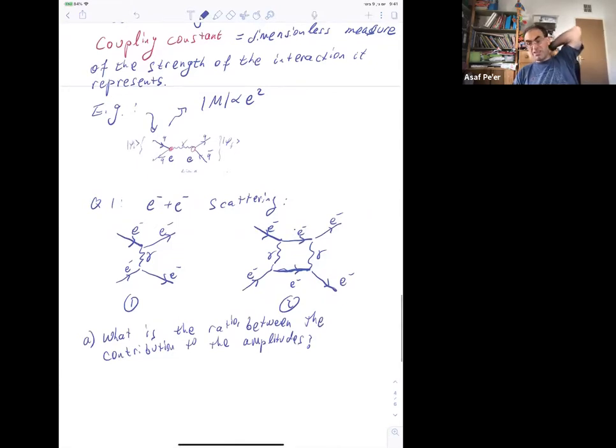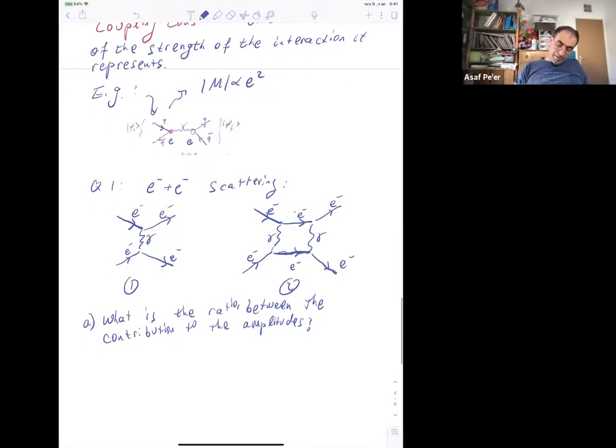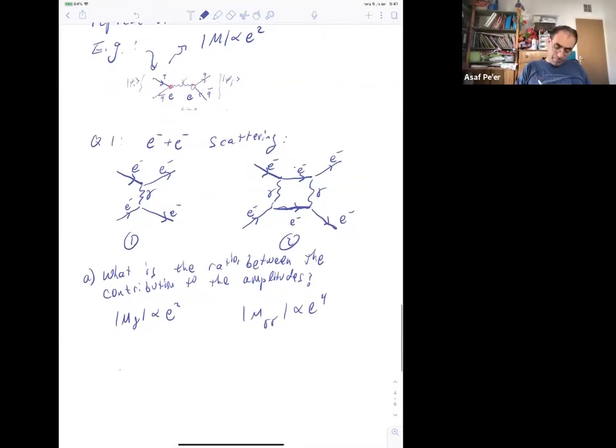Yeah, what's the ratio? For 1, it's e squared. And for 2, it's e to the power of 4. Correct. So gamma goes as e squared, and M gamma gamma would go as e to the power 4. So the ratio M gamma gamma over M gamma would go as e to the 4, which is how much? E squared, sorry.